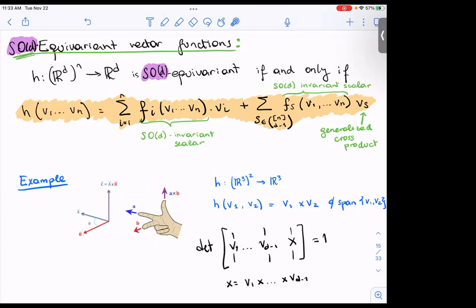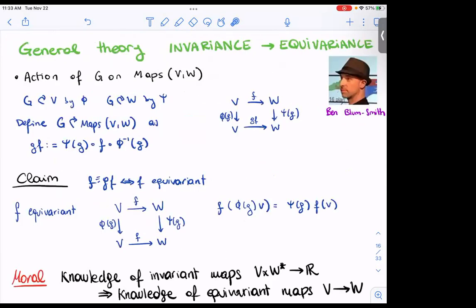But basically, this is a complete characterization, and it works for other groups as well. And so there is a nice general theory in the invariant theory literature that can explain how you can go from invariants to equivariant functions. And that's something that we wrote with my postdoc, Ben Blum-Smith, who is an invariant theorist. We wrote a short note explaining how we can use this general theory in the context of equivariant machine learning.